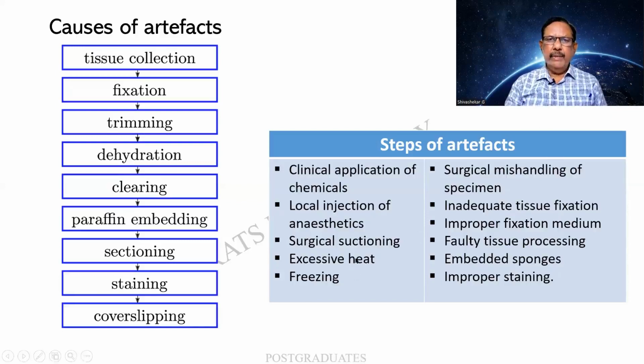Excessive heat, what is called heat diathermy. When they do a cauterization, heat cauterization, in order to avoid bleeding, you find that the tissue in the periphery will obtain a basophilic tinge without any cellular detail whatsoever. And freezing also, similarly, there can be a swelling or an artifact that is created. Embedding sponges can again cause improper staining, obviously. So these are various steps where artifacts can occur and these should be borne in mind.